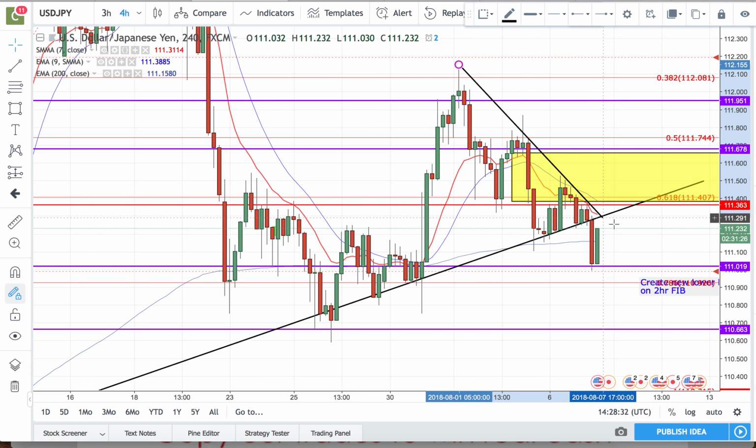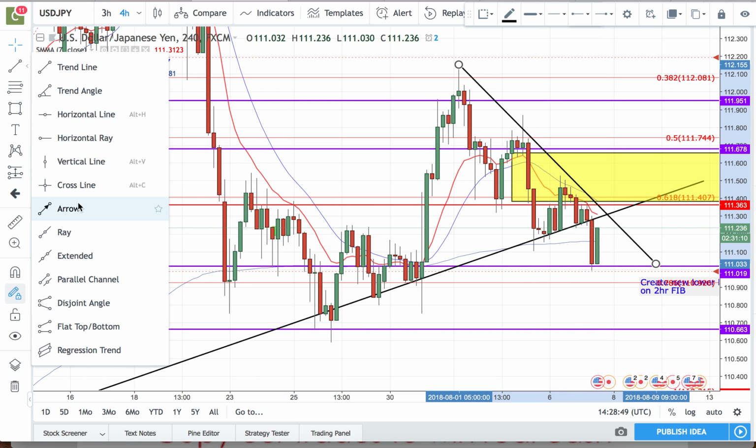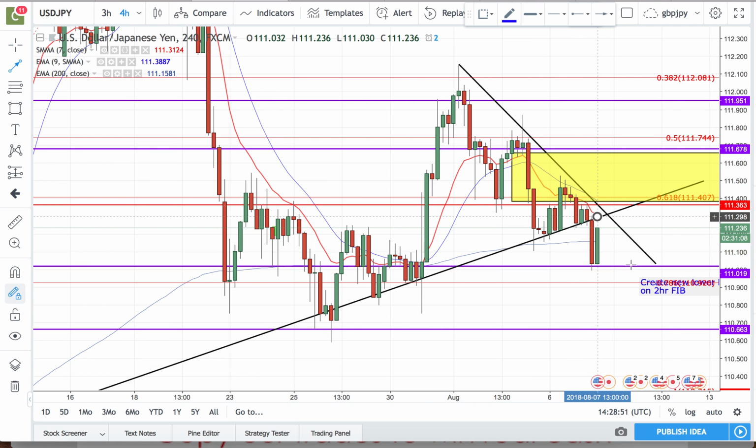You can extend that out a little. And that coincides with our break of the daily trend line. So if we get a retest back into that area and then reject the trend line, that will be quite a big sign to push us back to the downside.